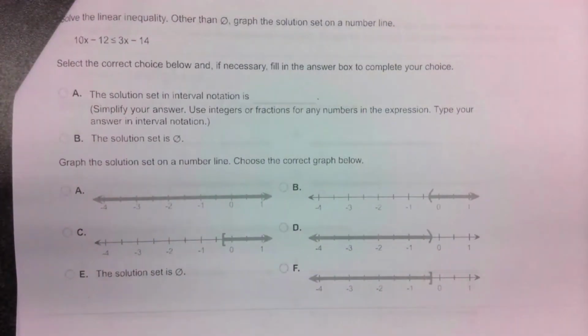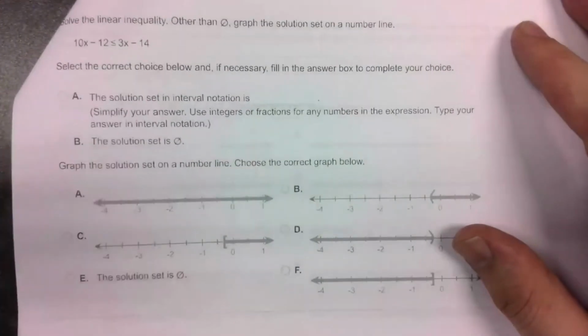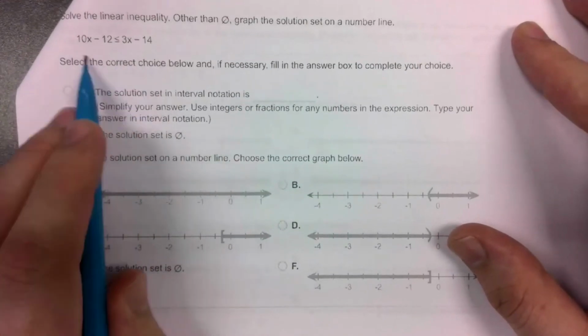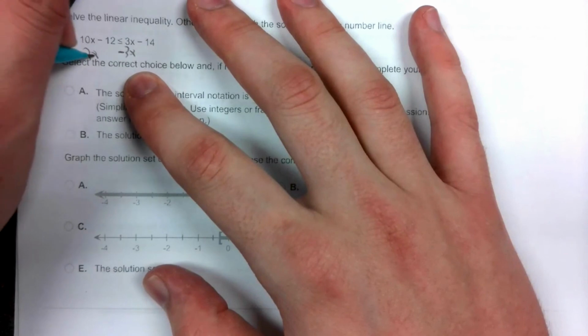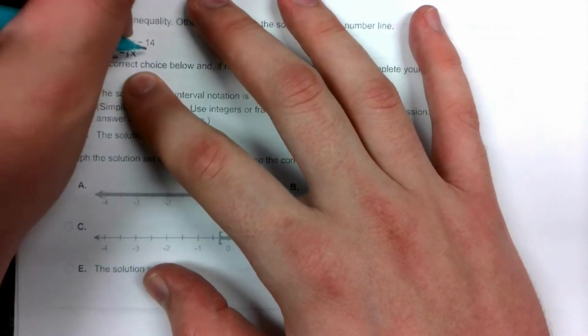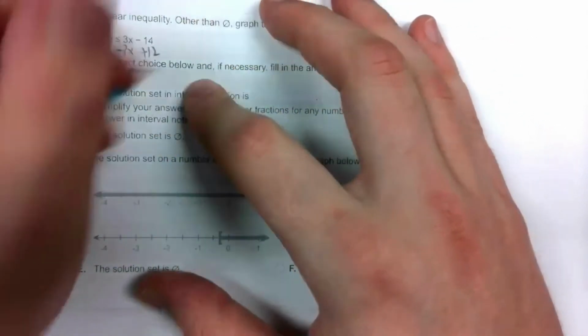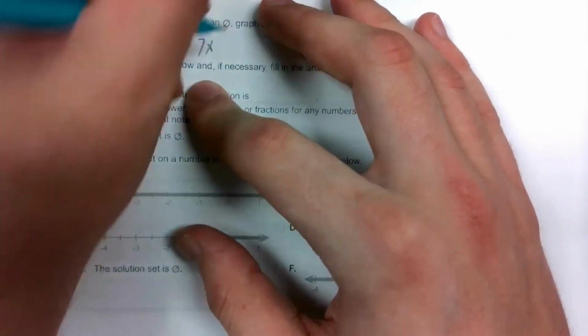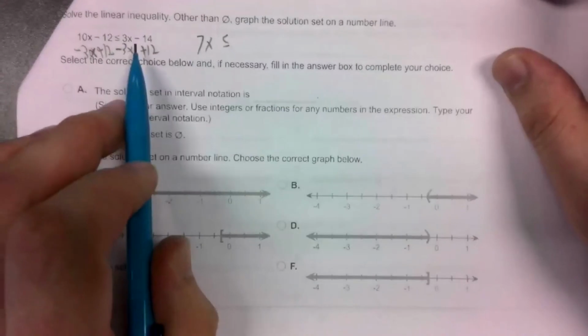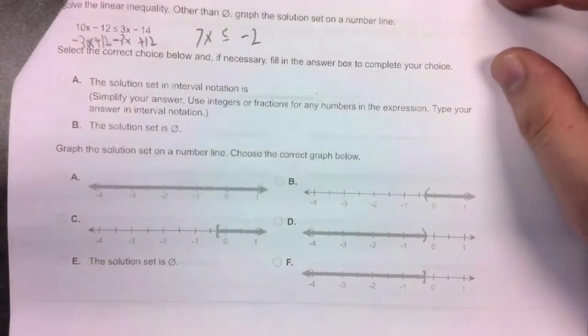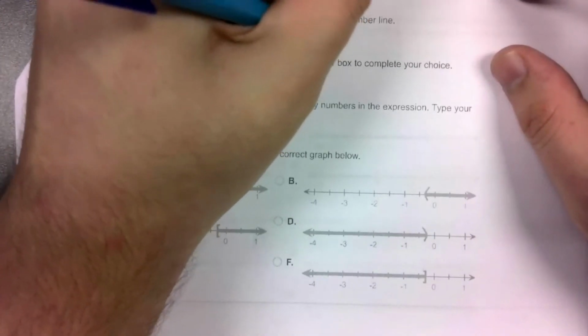On the next page, we're solving a linear inequality again. So we want all the x's on one side and everything else on the other side. So I think I'm going to subtract 3x on both sides. And then we're going to add 12 on both sides. So we get 7x is less than or equal to, and that'll be what, negative 2. Divide by 7 on both sides, we get x is less than or equal to negative 2 over 7.